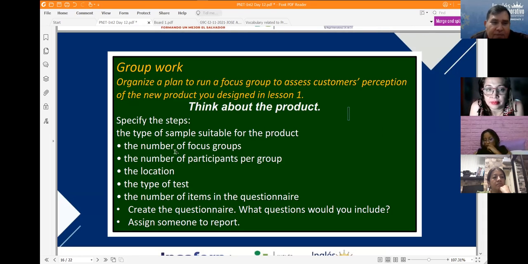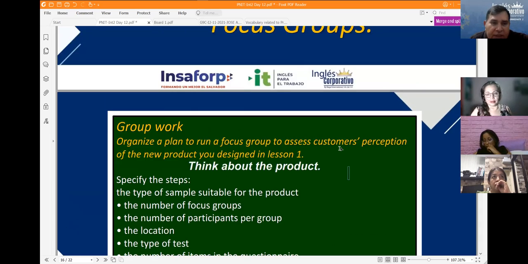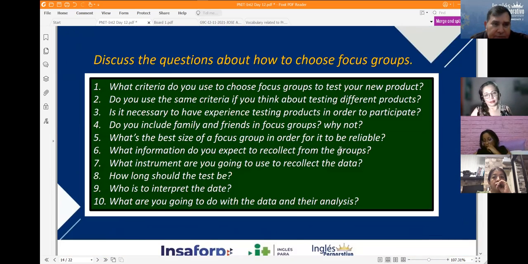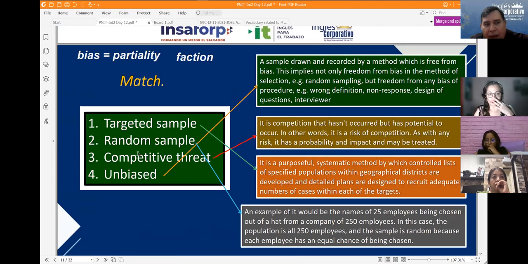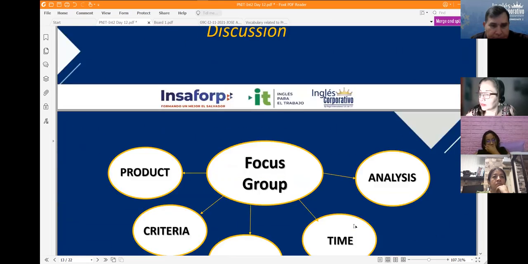Specify the steps that you're going to follow to choose the focus group. The type of sample suitable for the product. You remember? Targeted sample, random sample, competitive threat, and bias sample. These are the types of samples that you're going to use. And if you need to read this again, no problem.